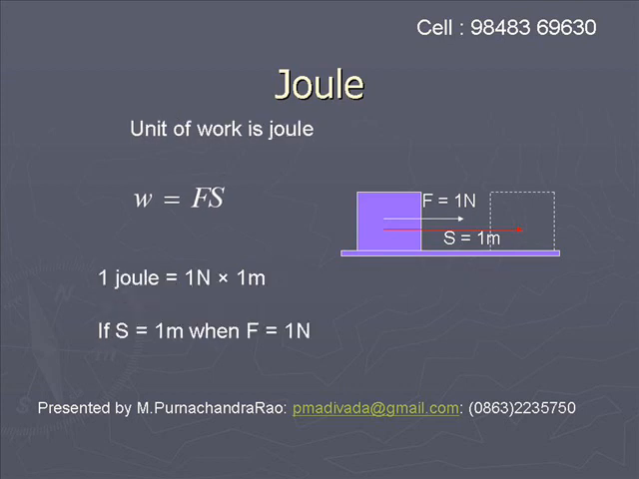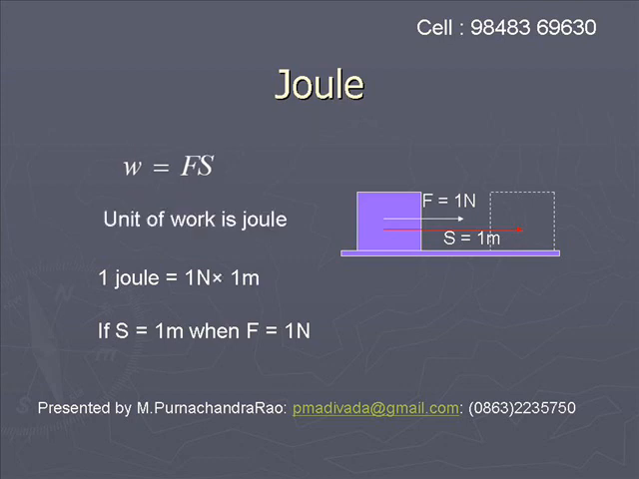1 Newton into 1 meter. This is 1 joule. So, if 1 Newton force displaces a body in its direction by 1 meter, then the work done is 1 joule. Like this we have to understand joule.